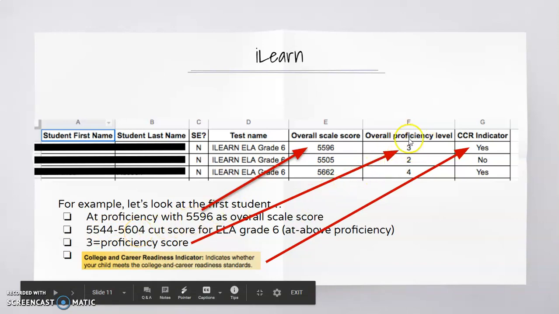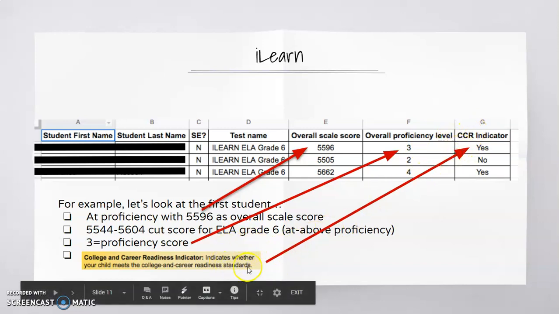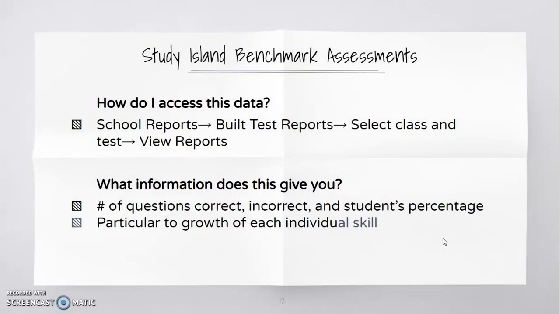So again, if we go back, they are going to get a proficiency level score of 3, so that means they are on track, they're performing at grade level. And CCR indicator is college and career readiness. Again, I took this from the IDOE website. This indicates that they do meet those college and career readiness standards. So as you can see, not all students are the same. This would give you a lot of information about your specific student.